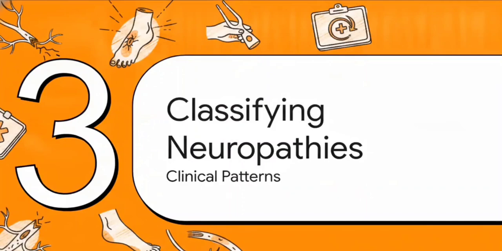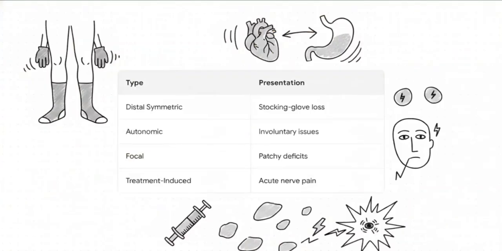Okay, on to Section 3, classifying diabetic neuropathies. Now, what's really interesting about this is how distinctly these different types of neuropathy behave in practice. The most common presentation you're going to see on the floors, hands down, is distal symmetric polyneuropathy, or DSP.